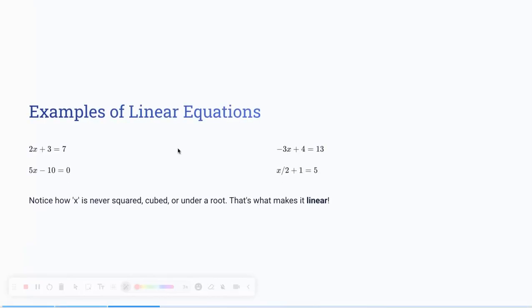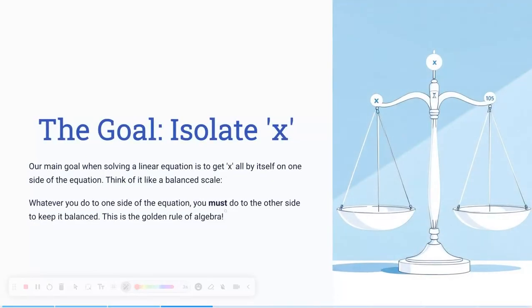So examples of linear equations, you've seen these before. You normally see it as y equals mx plus b, but when solving linear equations you're probably going to have the actual equation equal to a number, and then you're going to have to isolate the variable, which we're going to be seeing later. So notice how in these examples x is never squared, cubed, or under a root, and that's what makes it linear. Okay, so as I've said before, the goal is to isolate x.